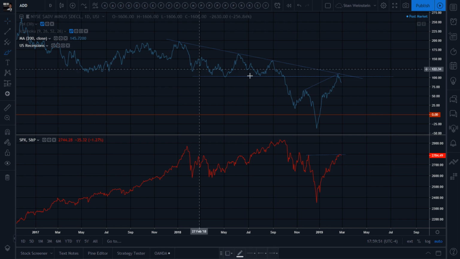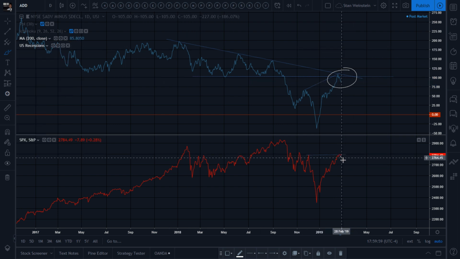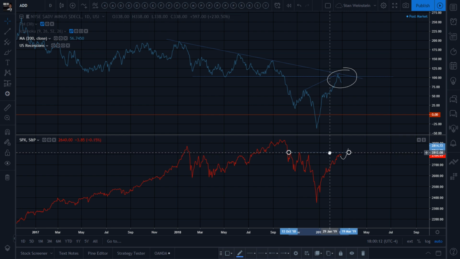What you want to see next, this is really an important zone right here on the 200-day moving average of the advances minus declines. For the bull case, you want the price action to keep going up, close above this super duper important congestion zone right above here. Hold on, I'm going to put candles.